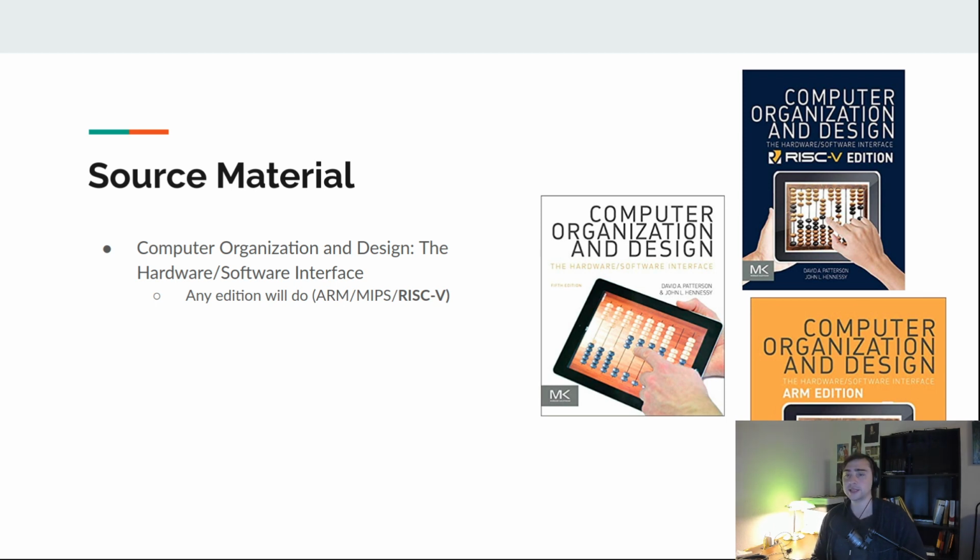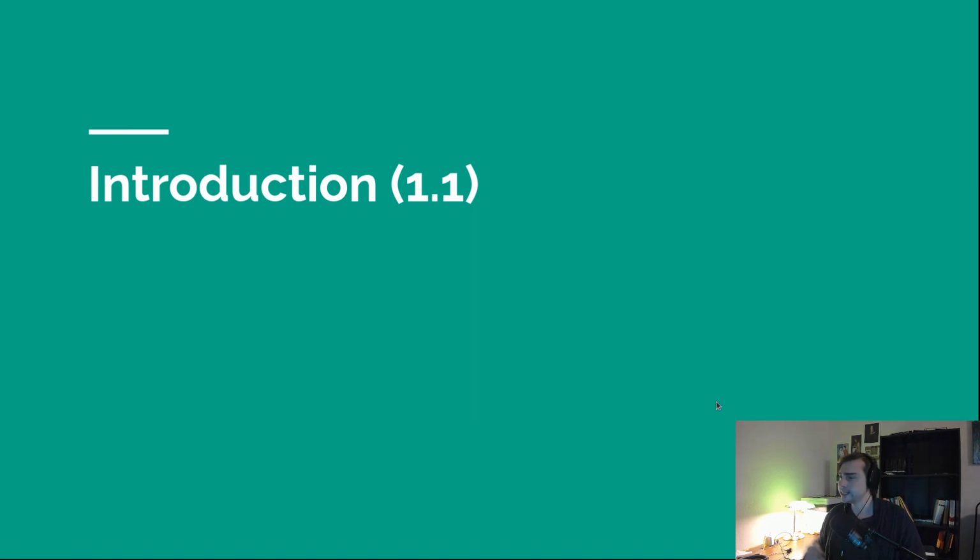For this series, I'll be mainly using the RISC-V edition, and I would suggest if you were planning on looking through one of these books or picking one up for yourself, to maybe look at getting the RISC-V or the ARM edition, namely because these are 2 ISAs that are incredibly popular today. So let's go ahead and get started.